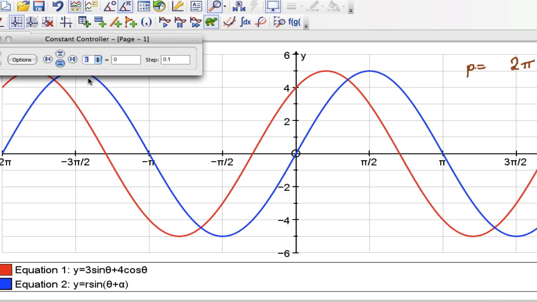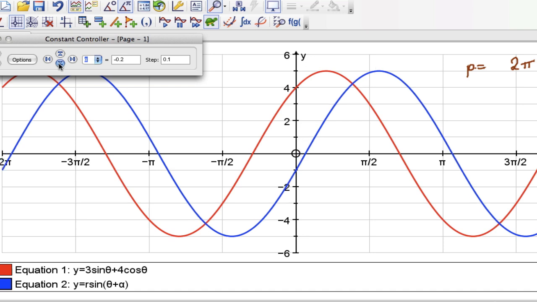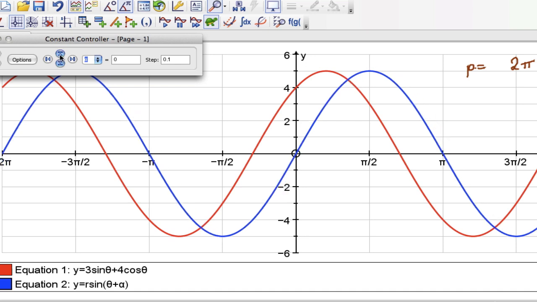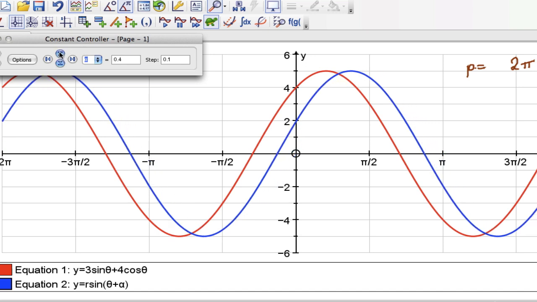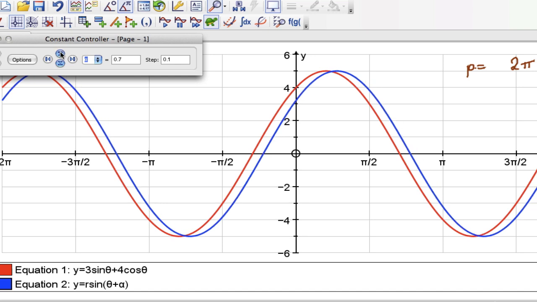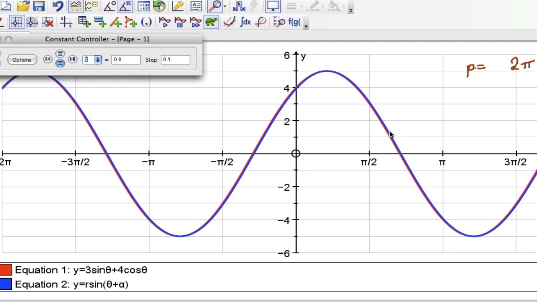So let's go to the alpha constant. Let's see if we can move it to make it exactly in line. If I decrease alpha, alpha is currently 0, if I make it negative 0.1, negative 0.2, I seem to be moving away. So I need to make it positive, because I want to shift it in that direction. So I'm going to make it positive: 0.1, 0.2, 0.3, 0.4, keep going, 0.8, that's close, 0.9. It's not exactly right, but 0.9 is a half decent guess.